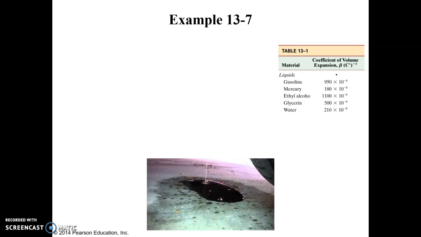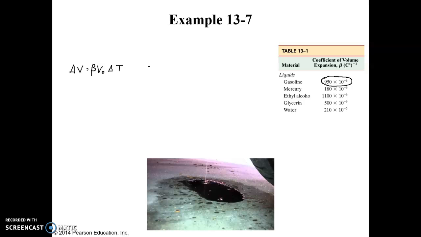If we look at table 13.1, we can see here the coefficient of expansion for gasoline is 950 times 10 to the negative sixth. So we can take a look at how much it expands. So for three-dimensional expansion, the change in volume, delta V, is equal to beta times V naught times delta T.